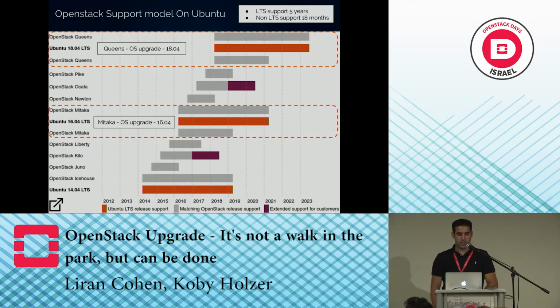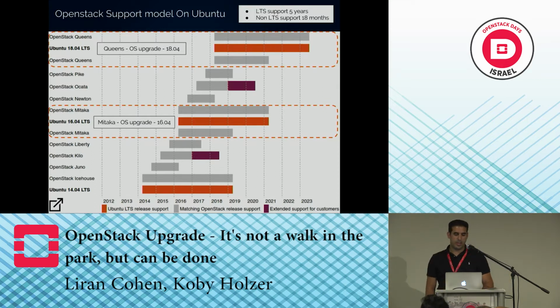So for example, if you are running Trusty, which is 1404, you can run Icehouse, Juno, Kilo, Liberty, and Mitaka. And one thing that you should take from this slide is that every OpenStack LTS version can run on two different OS versions, which is, in this case, if we take Mitaka, we can run Mitaka on both 1404 and 1604.